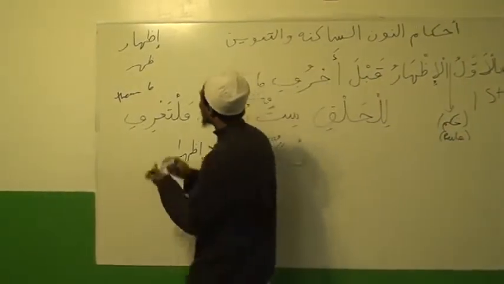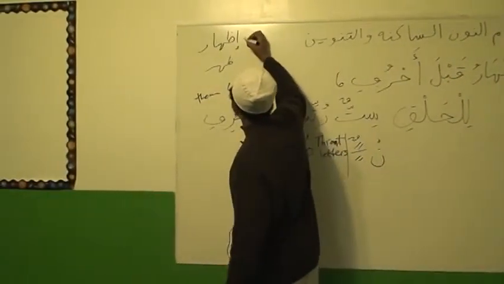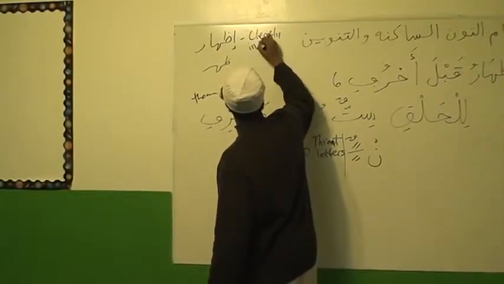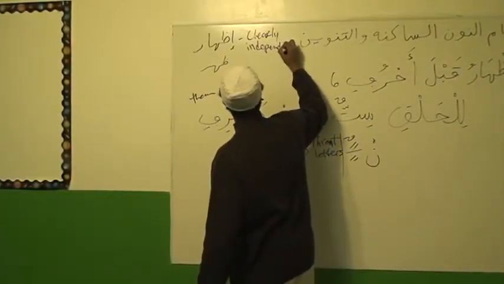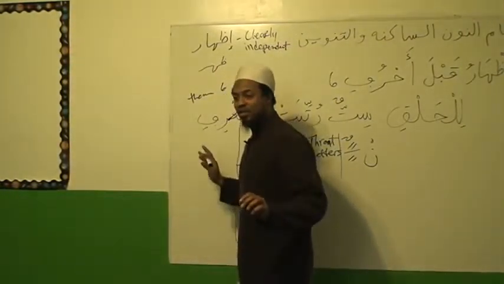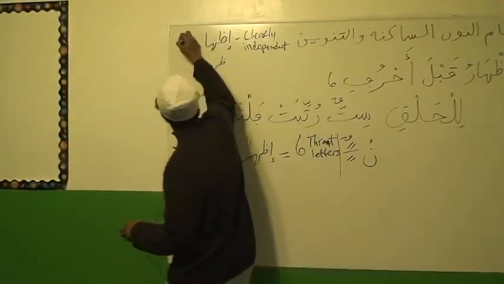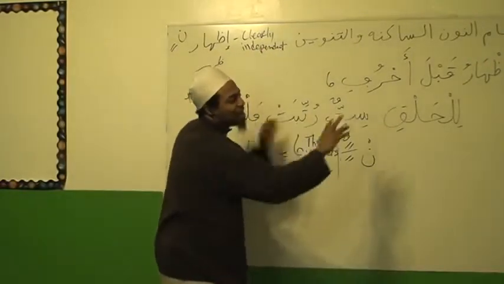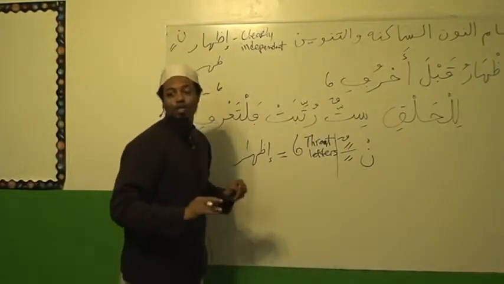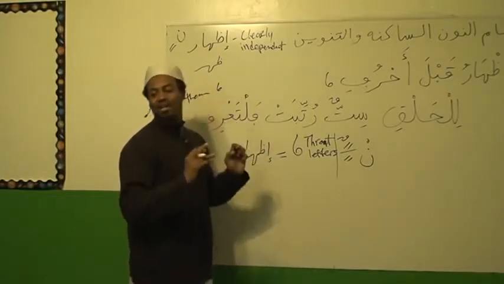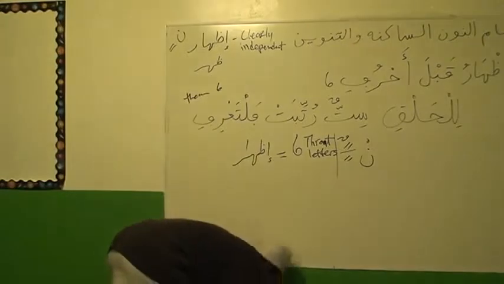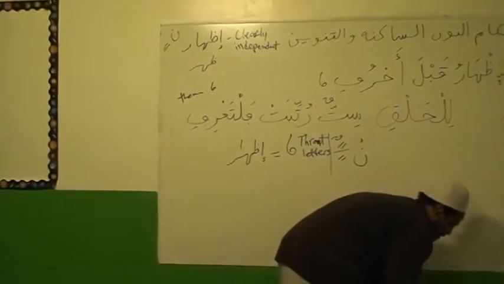Okay, so we have idhar here, which is to recite the word clearly, right? Clearly and independent. Independent, meaning it's not mixed. That's the noon sakina, and the tanween is going to be recited clearly and independent of any other letter. So we're going to say an, un, in, right? Before the letters of the throat. And the letters of the throat are six.